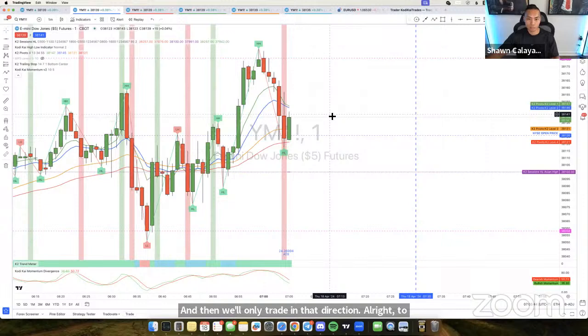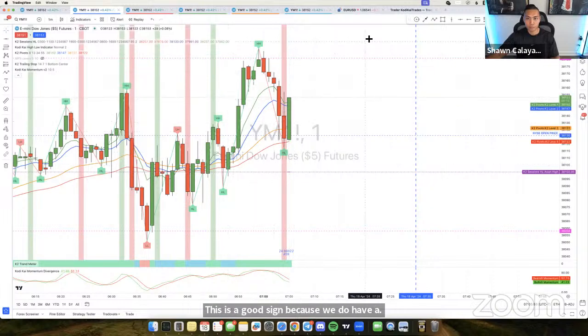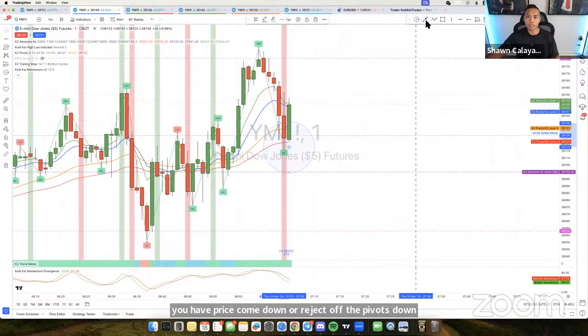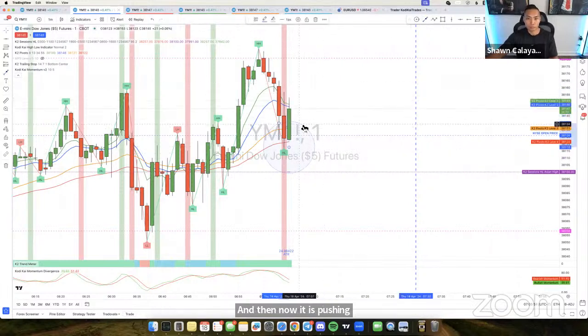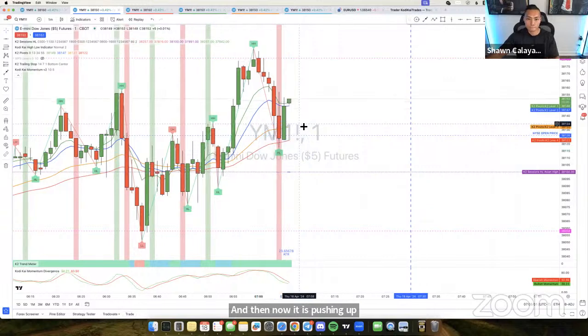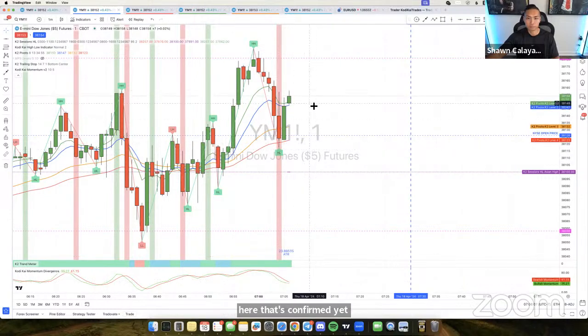All right, so we got price kind of pushing back up right here. This is a good sign because we do have a correction. So you had price come down and reject off the pivots down here, and now it is pushing up into the bullish trend. So we don't have the divergence here that's confirmed yet. And we just have price kind of sitting over here for a little bit.